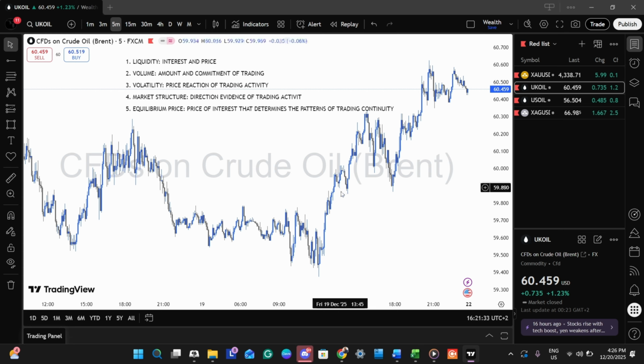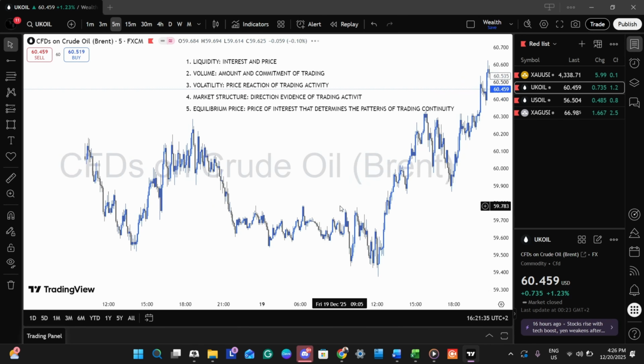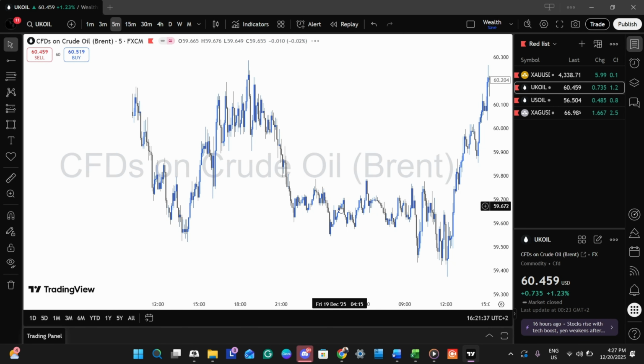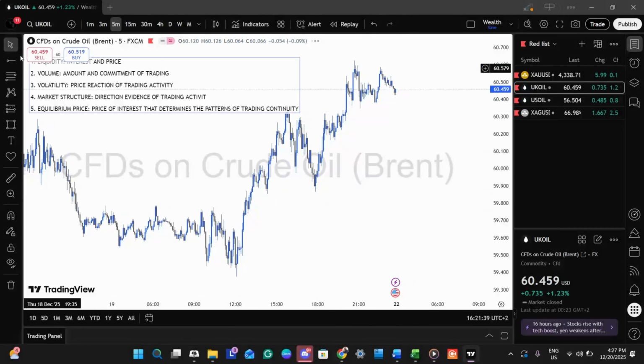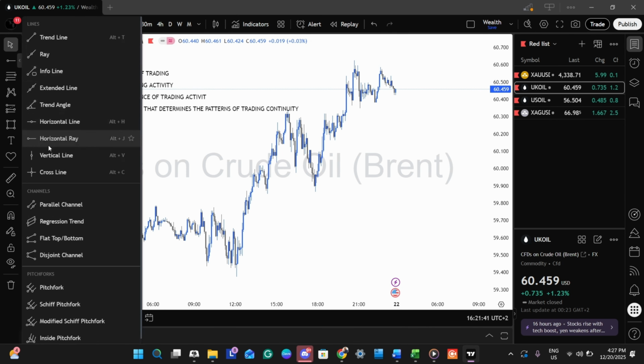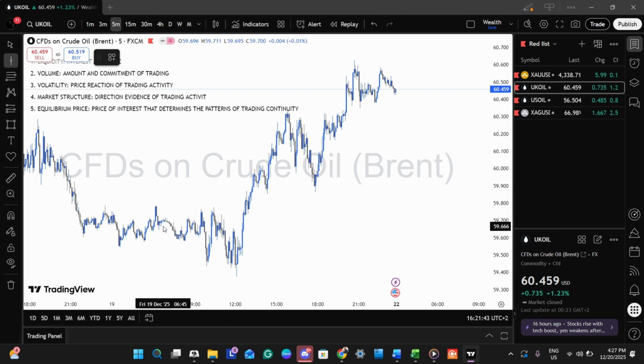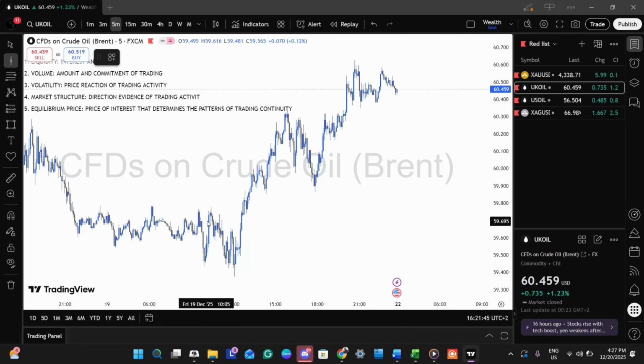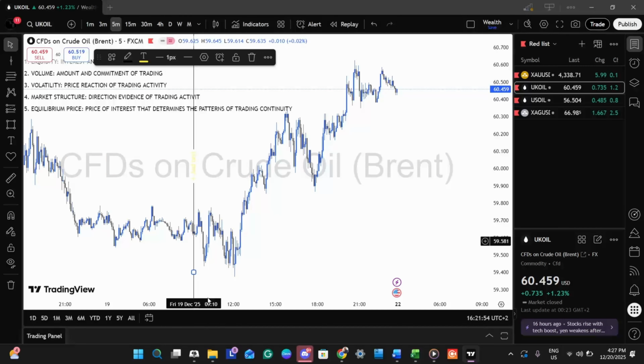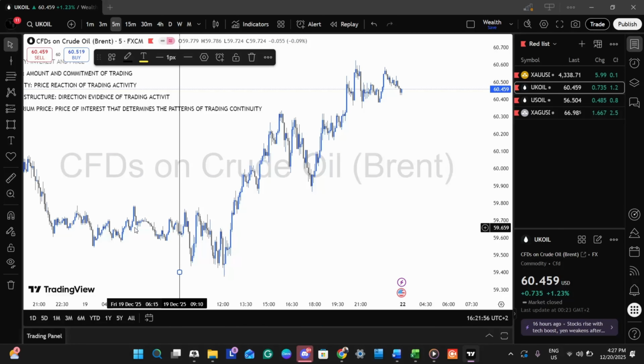Okay, so this is UK oil, right? In this particular moment we're going to focus specifically on how the London session started. So the London session started here because obviously the traders who are dominant at that particular point would be traders from London.